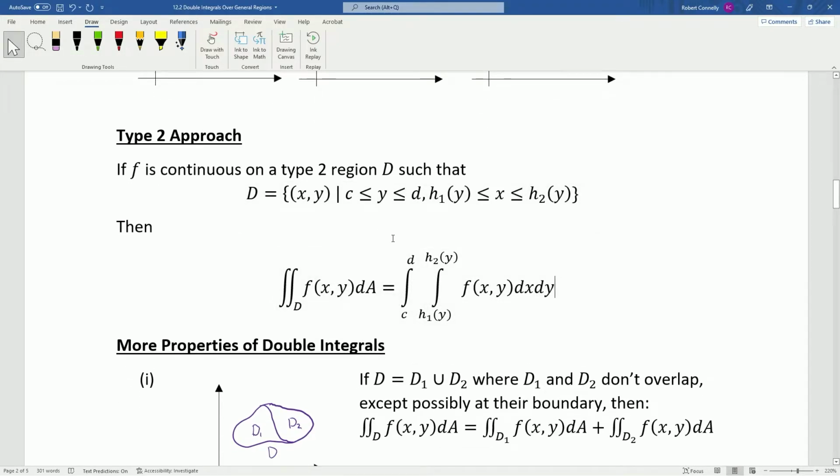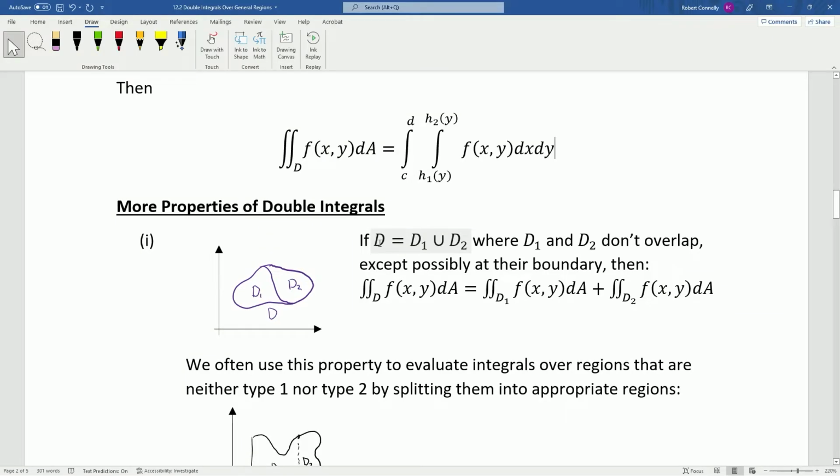So more properties of double integrals. Well, if D can be split into two regions, D1 and D2, that don't overlap, except possibly at their boundary, then the double integral over D of f is equal to the double integral of f over D1 plus the double integral of f over D2. So in other words, if you're trying to find the volume above the whole region, it doesn't make a difference if you split the region into two pieces. That's perfectly fine.